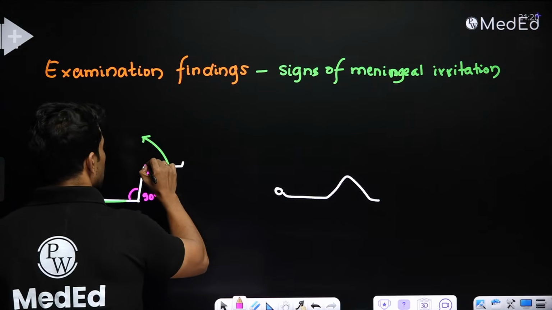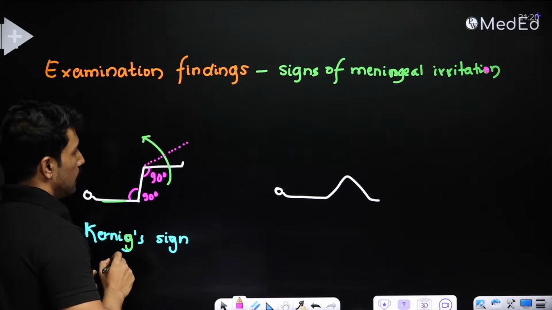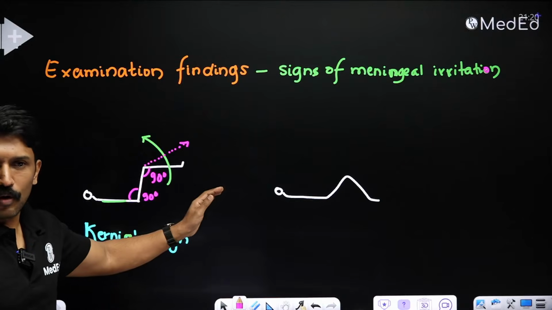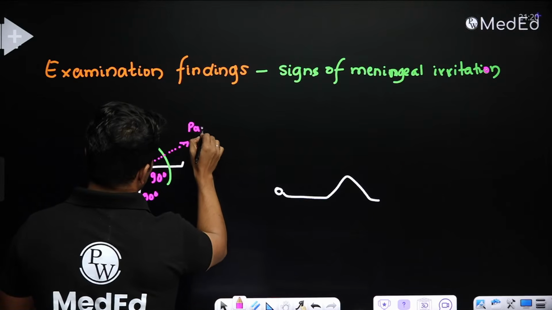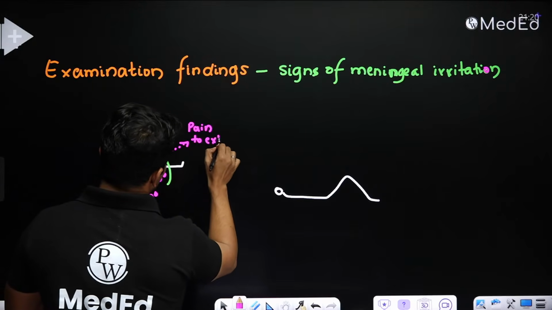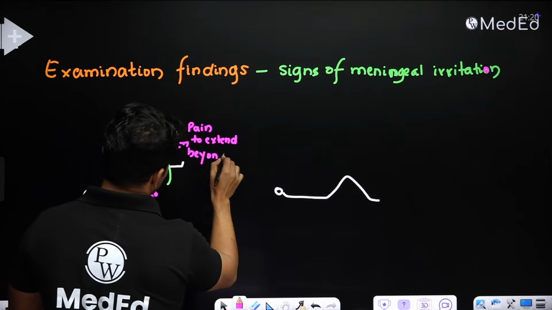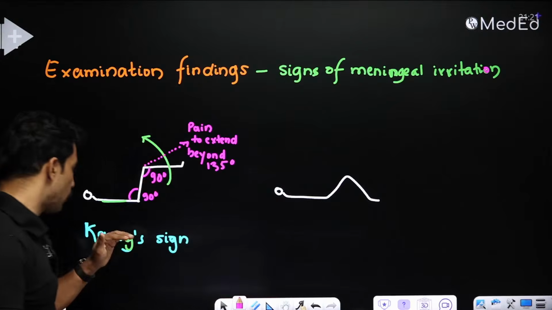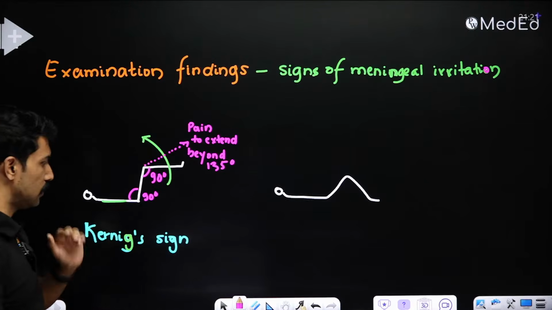So if there is difficulty to extend the knee joint beyond 135 degrees, whereas normally we should comfortably be able to go beyond 160, 165 degrees, that is, if there is pain to extend the knee beyond 135 degrees, then it is highly suggestive of a positive Kernig sign. That means the meninges are irritated. And this is our Kernig sign.